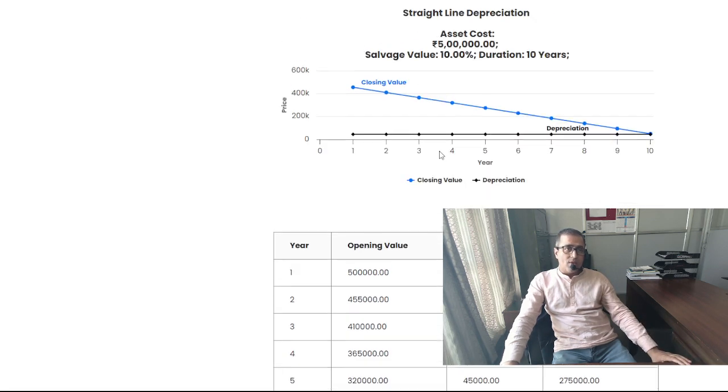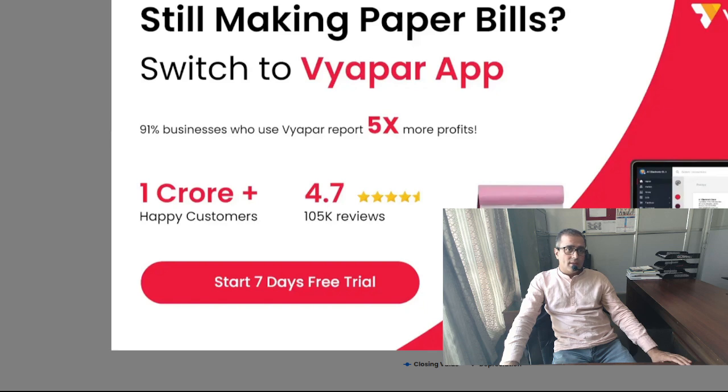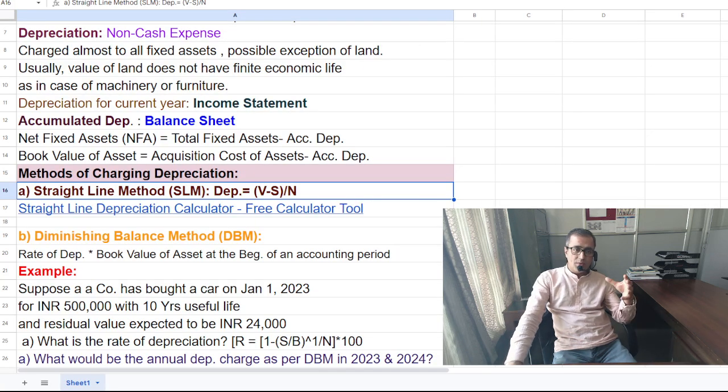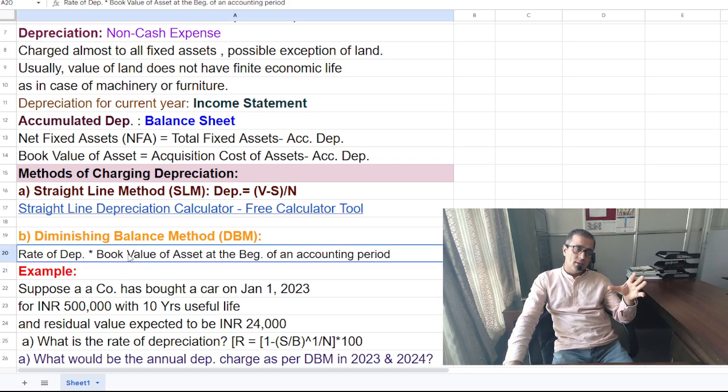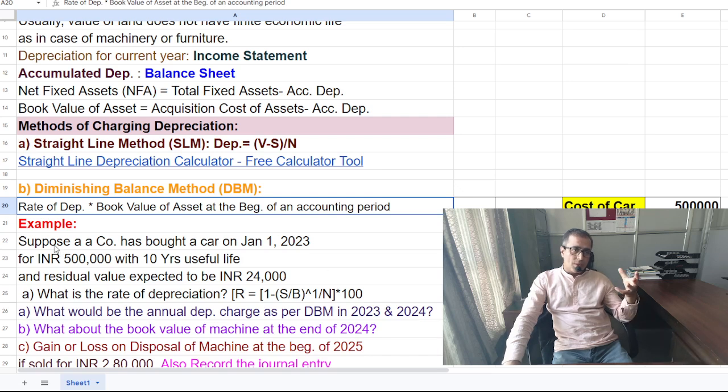Okay. Now let's move to the next concept, that is the diminishing balance method. Under the diminishing balance method, simply you need to understand that what we do here is rate of depreciation into book value of the asset at the beginning of an accounting period. That is the concept you need to understand here. Now let's illustrate with one example.